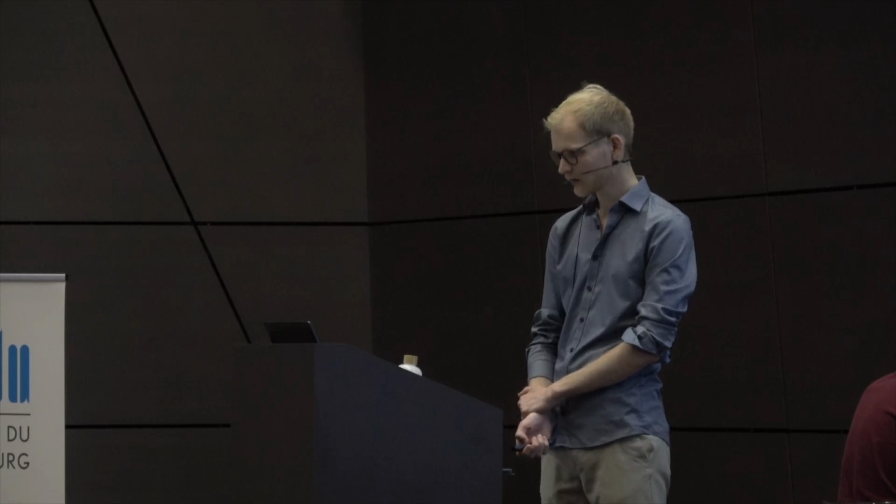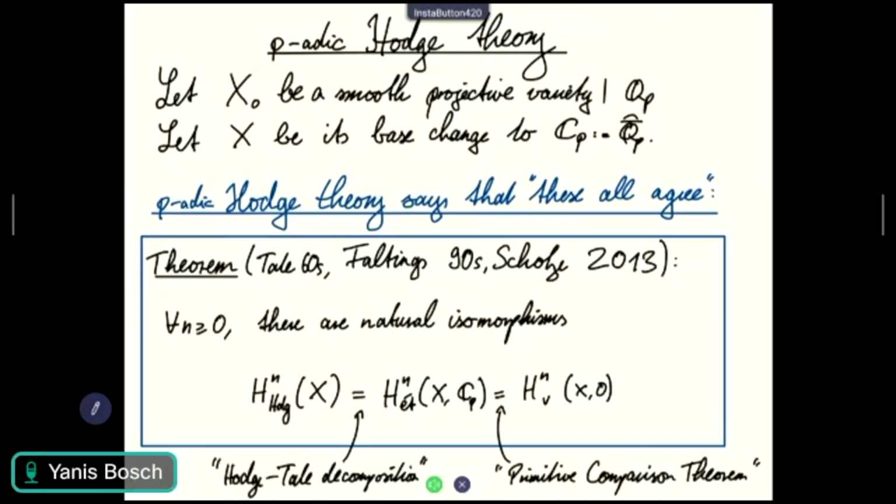Okay, and in order to illustrate this further, I wanted to give names to these isomorphisms. The first one is called the Hodge-Tate decomposition, decomposition because Hodge cohomology was by definition this direct sum of coherent cohomology groups, and the other thing is, for whatever reason, called the primitive comparison theorem. This article of Scholze proves a bunch of different comparison isomorphisms, and this is supposed to be the easiest one, hence why he calls it the primitive comparison theorem. But don't read too much into that name. It's not primitive.